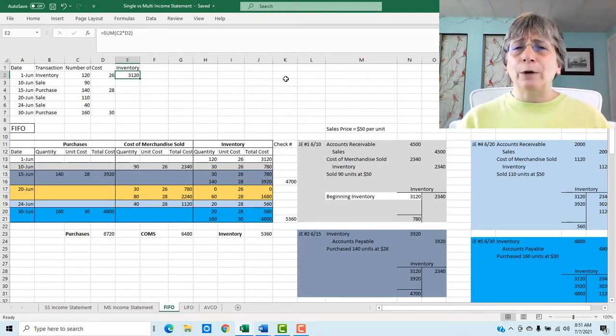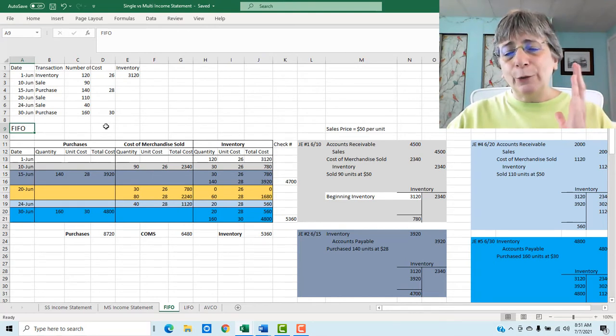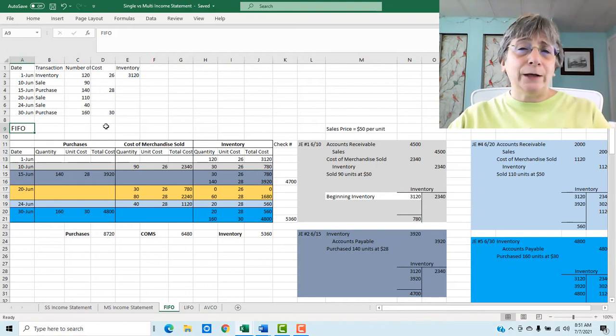And then we have a number of transactions that happen. So we've got a sale on June 10th, another purchase on June 15th, a couple more sales, and then another purchase. So what your textbook will ask you for is, what's the cost of merchandise sold? Well, to get that, you've got to jump through some fiery hoops. So we're looking at FIFO in this case, and we will do the same transactions for LIFO and for average cost so that you can really get a handle on this information that we see over and over again.